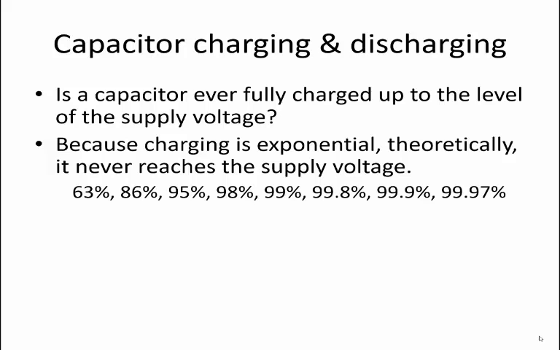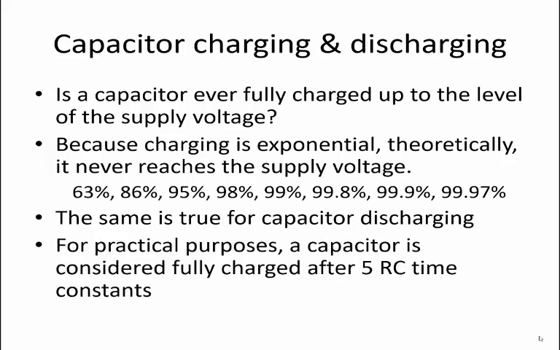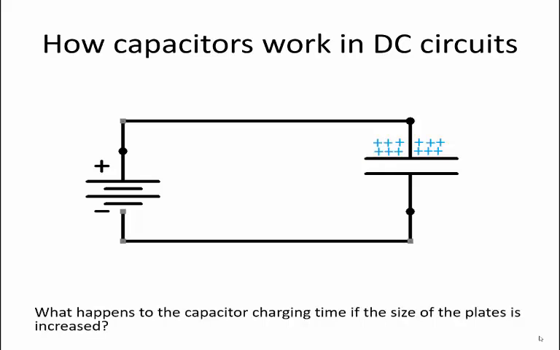And the same is true for capacitor discharging. For all practical purposes, electronics technicians and engineers consider a capacitor completely fully charged after 5 RC time constants, or 5 taus. So what will happen if we increase the size of the capacitor?